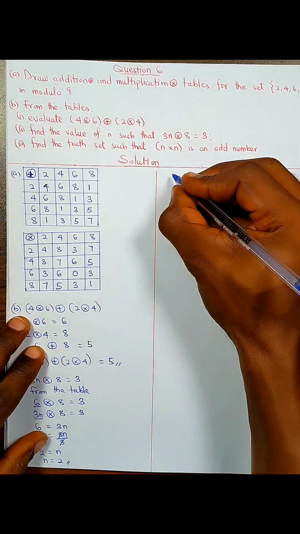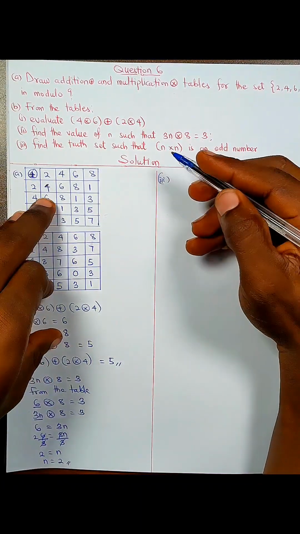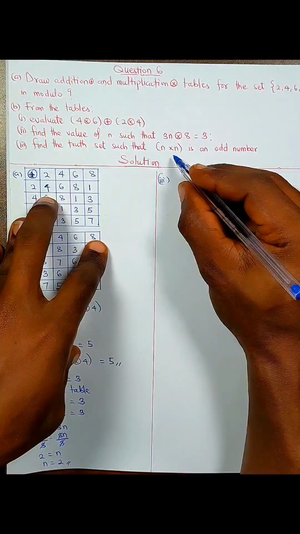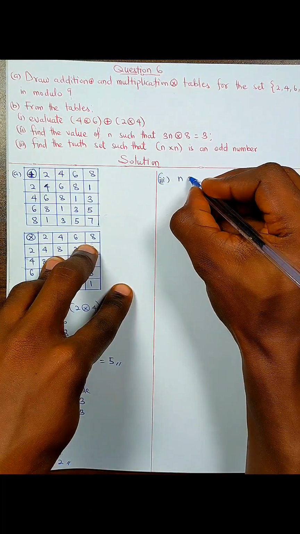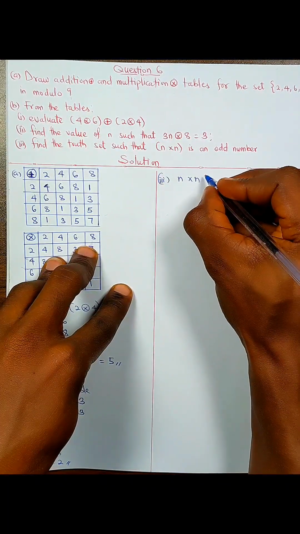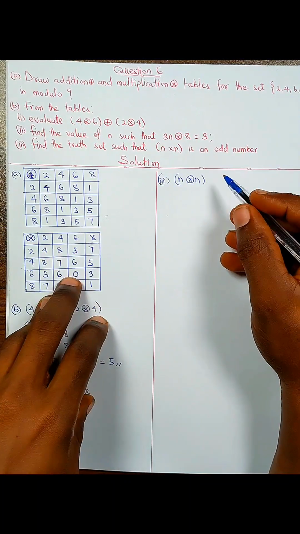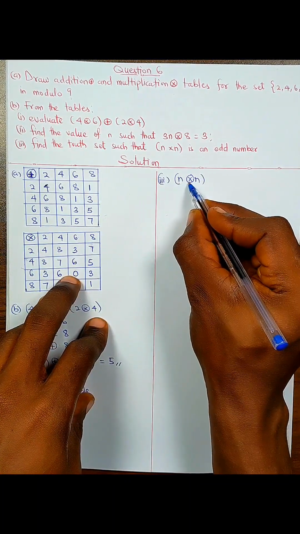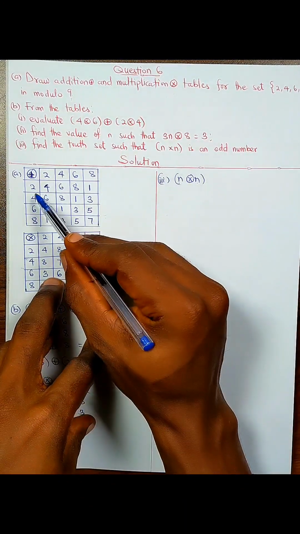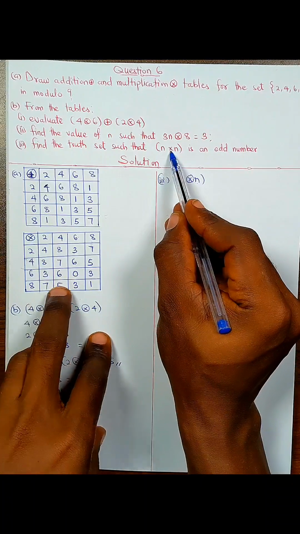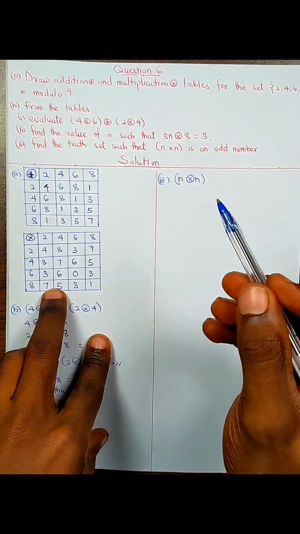Now let's go to I of the B. It says find the truth set such that n operation n is an odd number. So n times n is an odd number. So it means that a certain number multiplying itself gives us an odd number. So we are going to look for all the numbers, and it's a multiplication. So we have to come to the multiplication table and look for numbers which multiply themselves and give us an odd number.